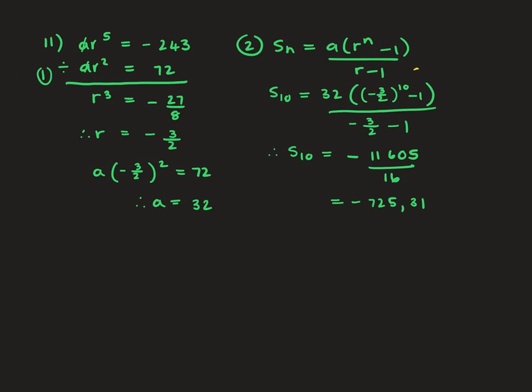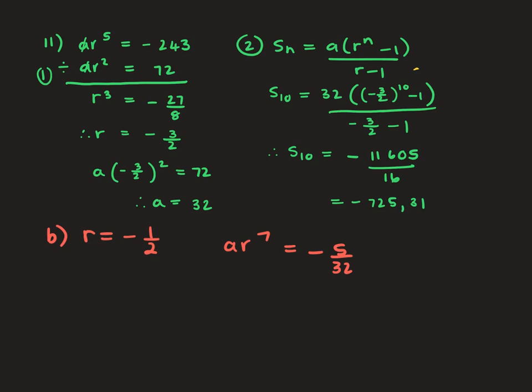11B, well, this seems to be a completely separate question. I thought maybe they'd be linked. In 11B, it says the constant ratio is negative half. So r is a negative half. The 8th term of the same sequence is negative 5 over 32. So the 8th term, AR^7, is negative 5 over 32. Determine the sum of the first 8 terms.